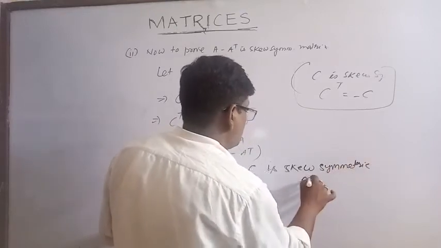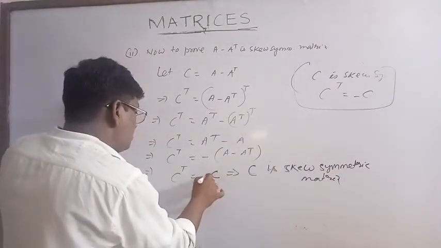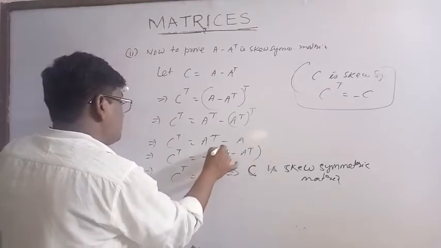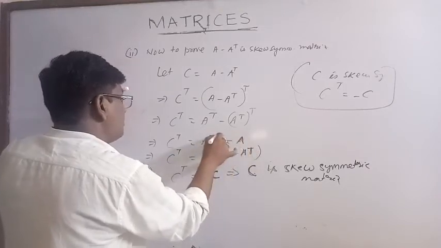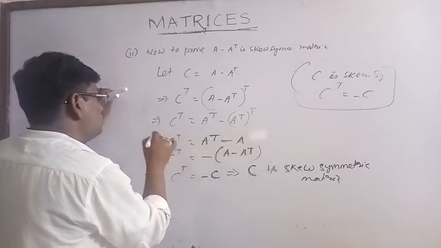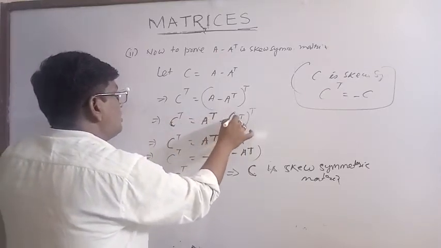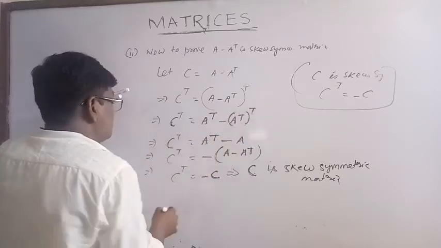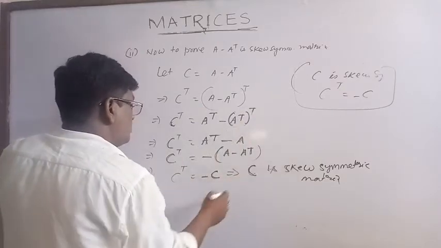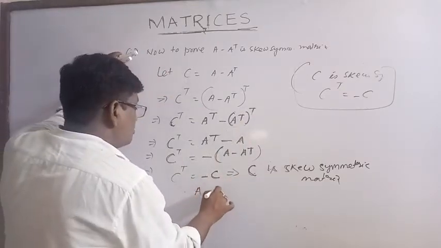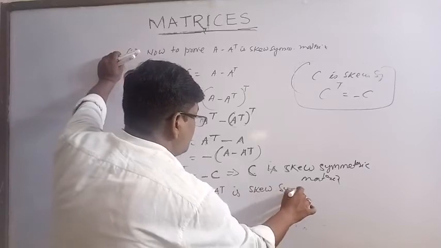So C is a skew symmetric matrix. This is C, which is A minus A transpose. C transpose is equal to minus C, so C is skew symmetric. That means A minus A transpose is a skew symmetric matrix.